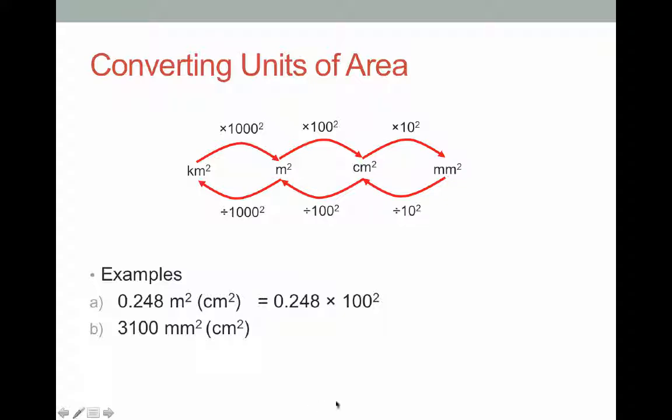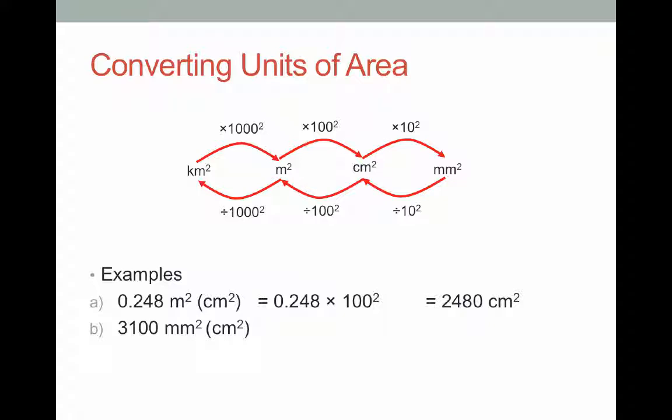Putting this into our calculator, multiplying by 100 squared is moving the decimal point 2 spots to the right for the first 100, and then 2 spots to the right for the next 100. And we end up with 2,480 centimeter squares. And that's how many are inside this small area. Why don't you pause the video and try and work out B for yourself.